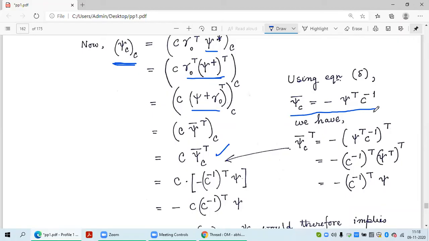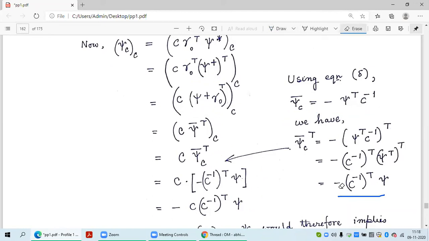Therefore, here we can take the transpose of this to get its whole transpose, which is C inverse transpose, psi transpose transpose. Okay, and which is this, because psi transpose transpose is psi, so we put this in place of this to get this equation or this equation. Clear?